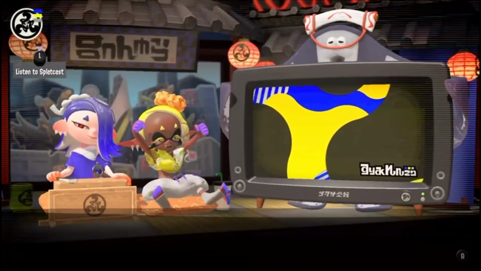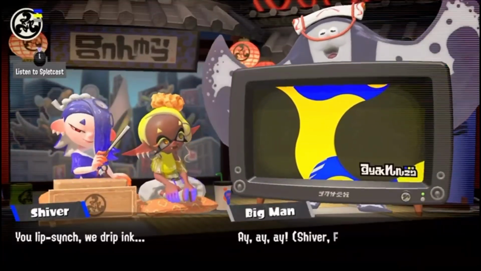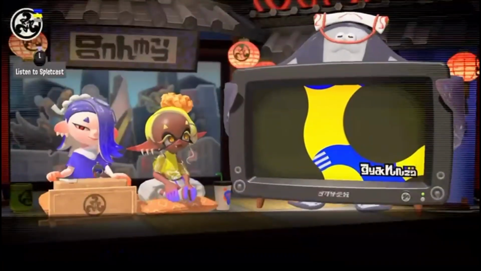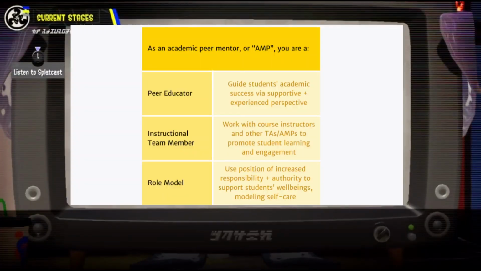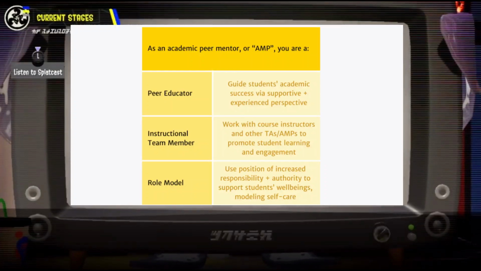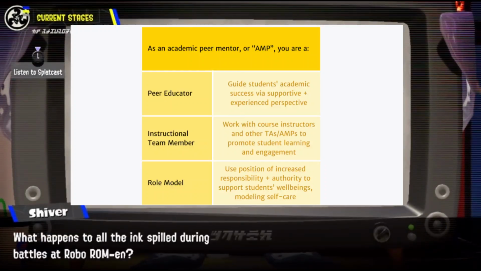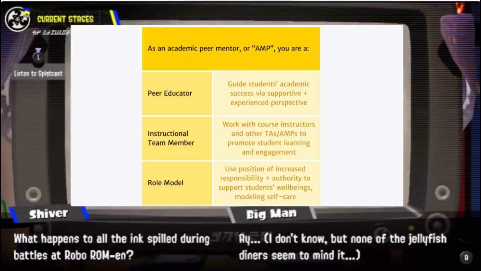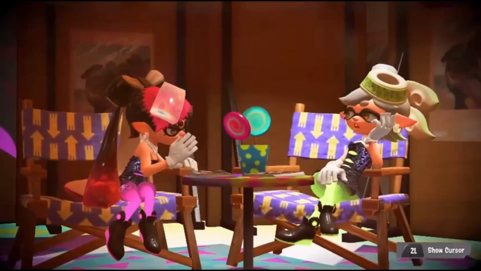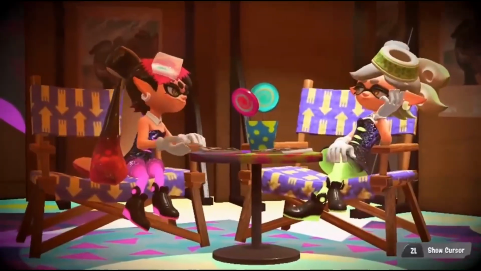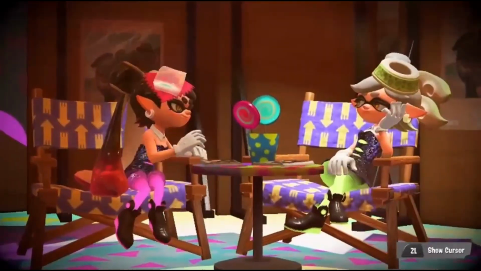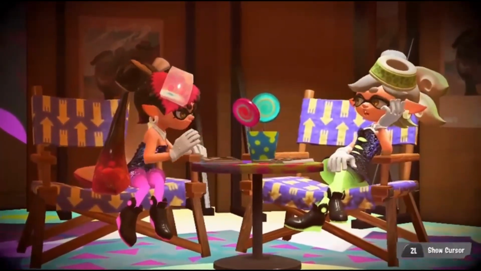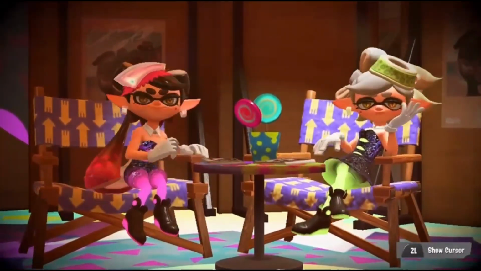So before we get into the course itself, we need to realize what is an academic peer mentor. As a peer mentor or an AMP, you are a peer educator, instructional team member, and a role model. What a peer educator does is give students academic success via supportive plus experienced perspectives. So it is your job to showcase to students how things are done when they're confused about something, or clarify the topics when they don't understand or didn't fully comprehend what's going on in the lectures.